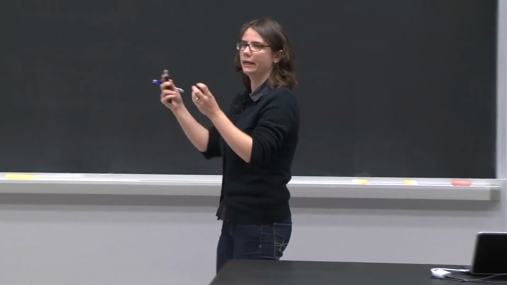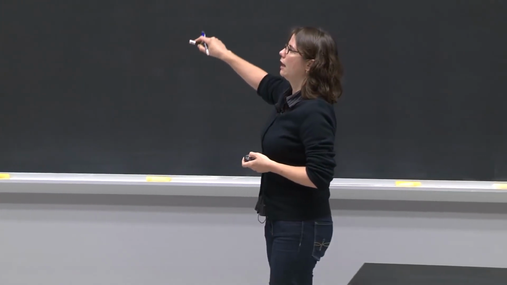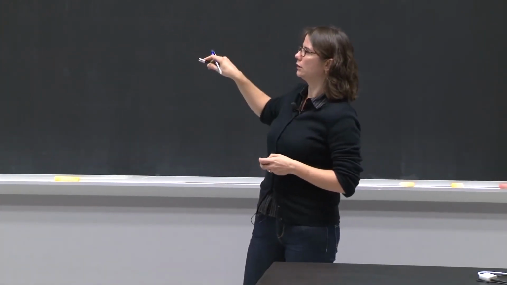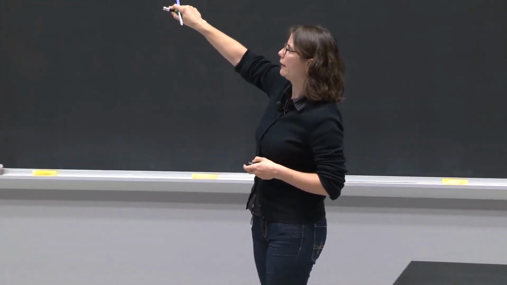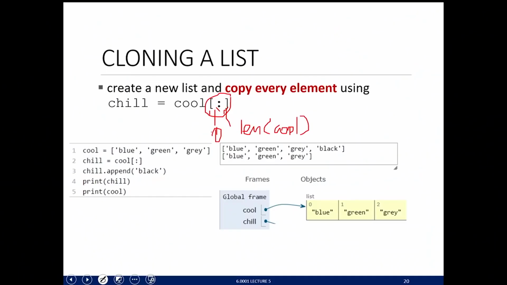But it basically says take every element, create a new list with those exact same elements, and assign it to the variable chill. So here, if I originally have cool is equal to blue, green, gray right here, when I clone it on line 2 with that funky notation, I'm creating a new copy of it. And then on the next line, when I'm appending another element to the copy, notice I'm just altering the copy. The original stayed the same because I've cloned it.